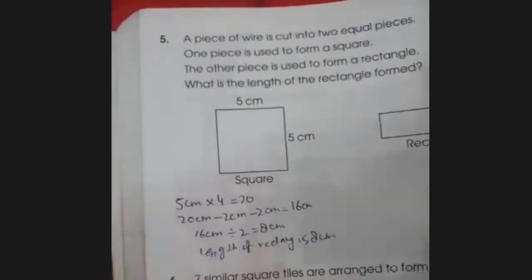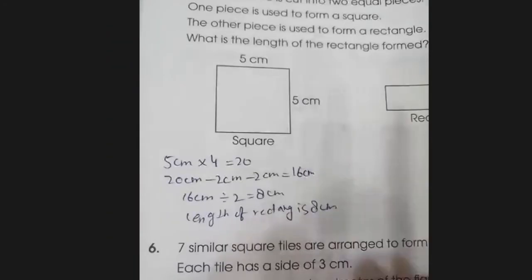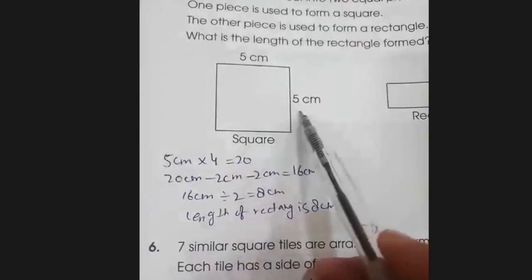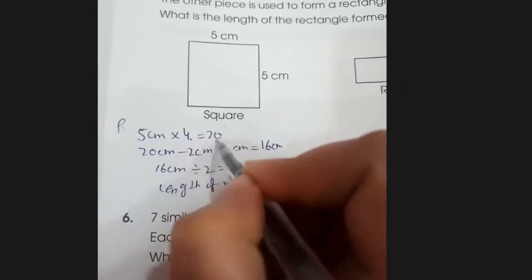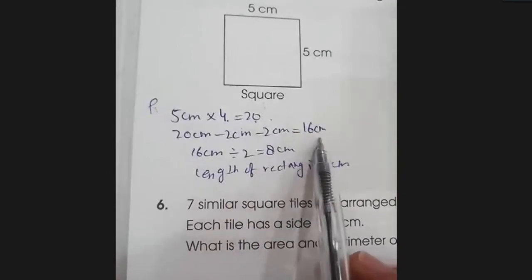You got my point? What is the length of the rectangle formed? हमने length of rectangle find करनी है. First we have to find the perimeter of the square. 5 centimeter multiplied by 4 is equals to 20. 20 में से हम जब 2 को subtract करेंगे, because हमने rectangle की length find करनी है. When we have subtracted 2 times from this side and that side, 20 minus 4 is equals to 16 centimeter.